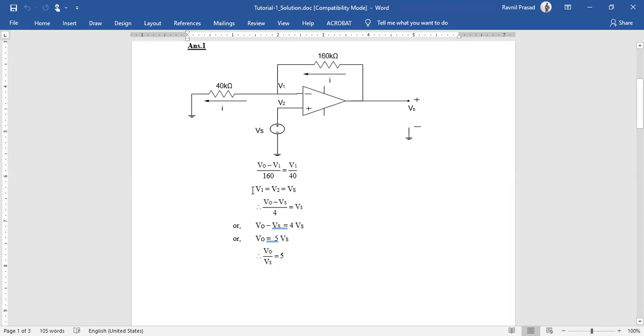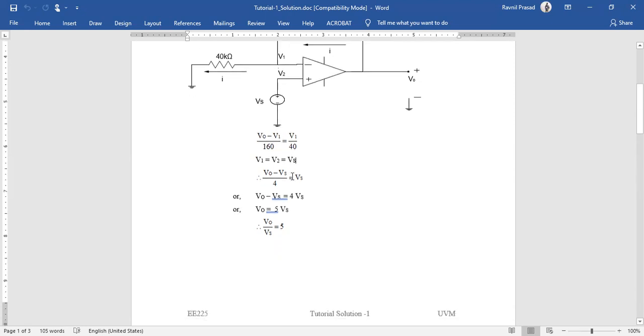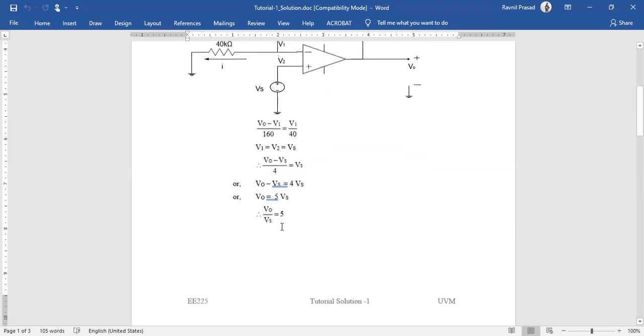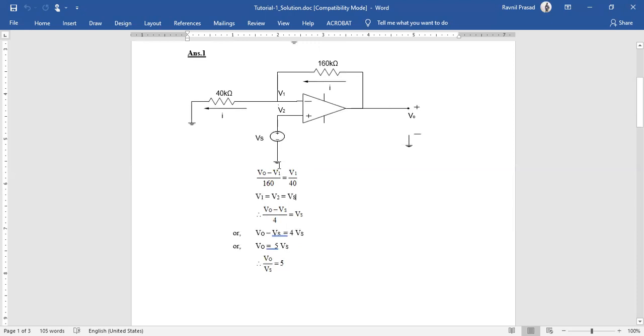So V1 is equal to V2, which is equal to Vs. Now substituting V1 with Vs into this equation, we have a resulting equation. Then we can make V naught upon Vs the subject of the formula in order to find the gain. If we solve for this, we get V naught upon Vs is equal to 5. Does anyone have any questions regarding this circuit? Are all of you okay with this?